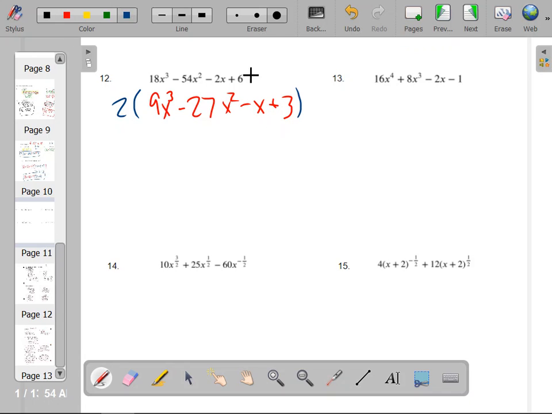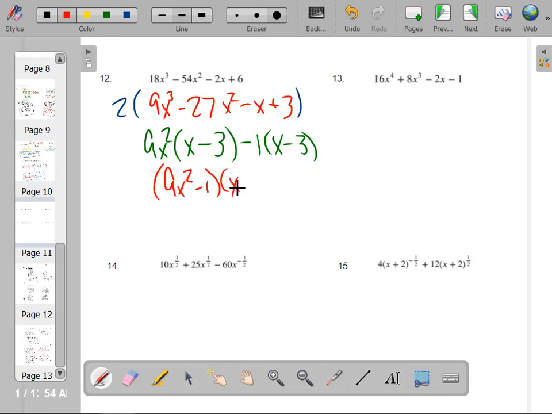Now, since it's 4 terms, we're going to factor by grouping. So you find the GCF of the first 2 terms and the GCF of the last 2 terms. GCF of the first 2 would be 9x squared, and you'd be left with x minus 3. If that's a minus sign, bring down the minus sign. And then these two don't have anything in common, so I'm just going to bring out a negative 1, which makes this x minus 3. Because if you distribute, you get negative x, and a negative times a negative is positive 3. That gives us 9x squared minus 1 and x minus 3.